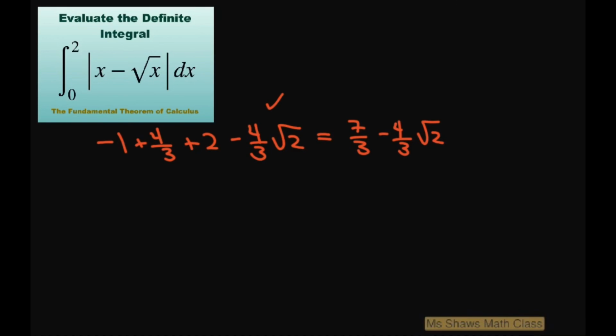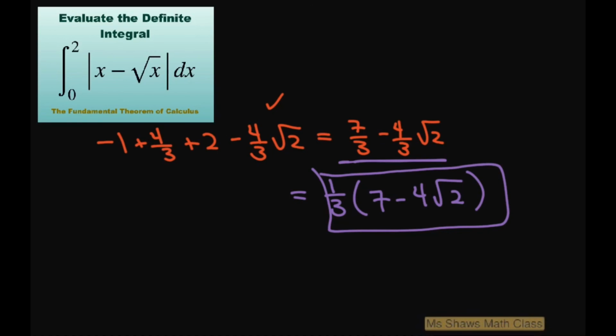Now I can pull out a 1/3. You can leave your answer this way, or you can pull out a 1/3 and write this as 7 minus 4 times the square root of 2. And this will be your final answer.